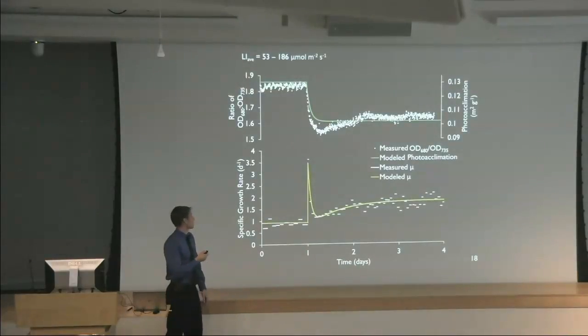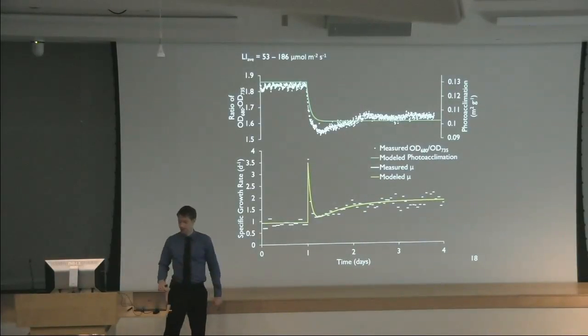So that's, in fact, the way that I fit the rate of photoacclimation, which you can see up here, the ratio 680 to 735, and then also the model parameter for photoacclimation, and they track fairly well. Also, when you look at the specific growth rate, you can see that the model also tracks that pretty well, showing all the same features.